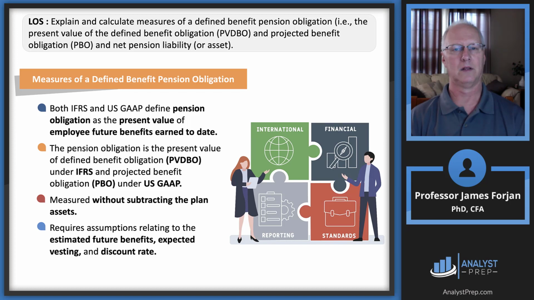Under the International Financial Reporting Standards, it's the present value of the defined benefit obligation, while under GAAP, it's the present value of the projected benefit obligation. But it's interesting in the reading, there's one sentence that's out of paragraph all by itself, just one sentence, that the authors have decided just to use the same kind of terminology for both present values. It's important that these are measured without subtracting the plan assets, and they require all different sorts of assumptions. We mentioned a couple of those earlier, but let's add things like vesting, and let's add things like estimated future benefits.